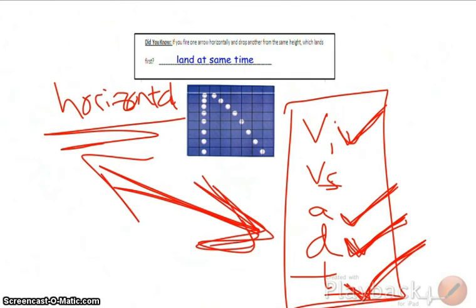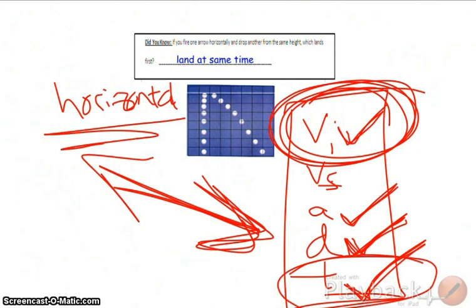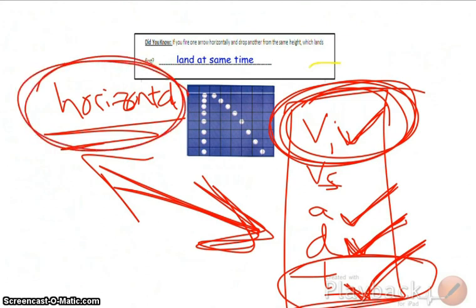You can shoot a bullet and drop a bullet, and as long as you shot that bullet with an initial horizontal velocity of 0, so they have the same initial vertical velocity, as long as they have the same vertical velocity, they will fall at the same rate. Because it doesn't matter if you change this velocity, as long as you don't change this velocity.